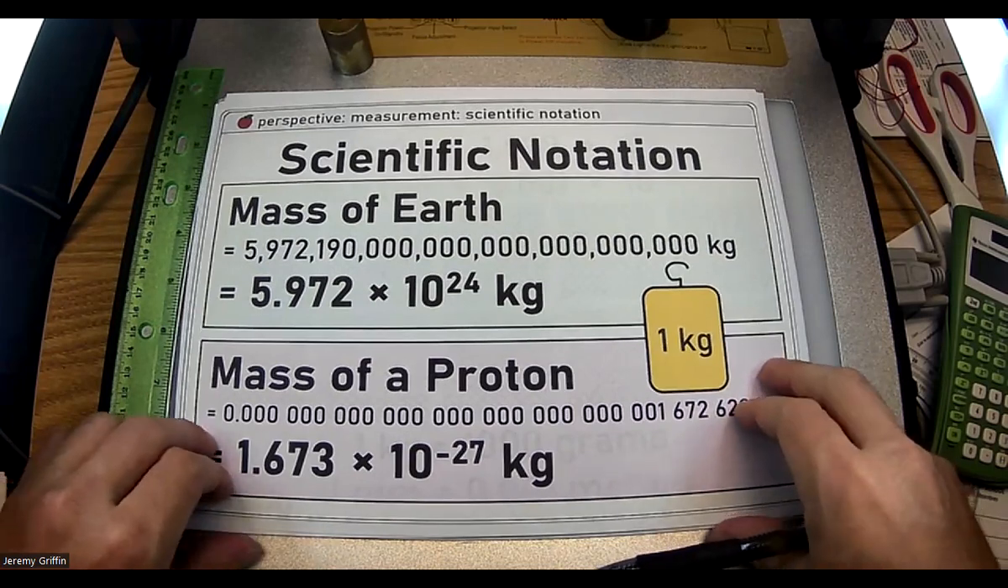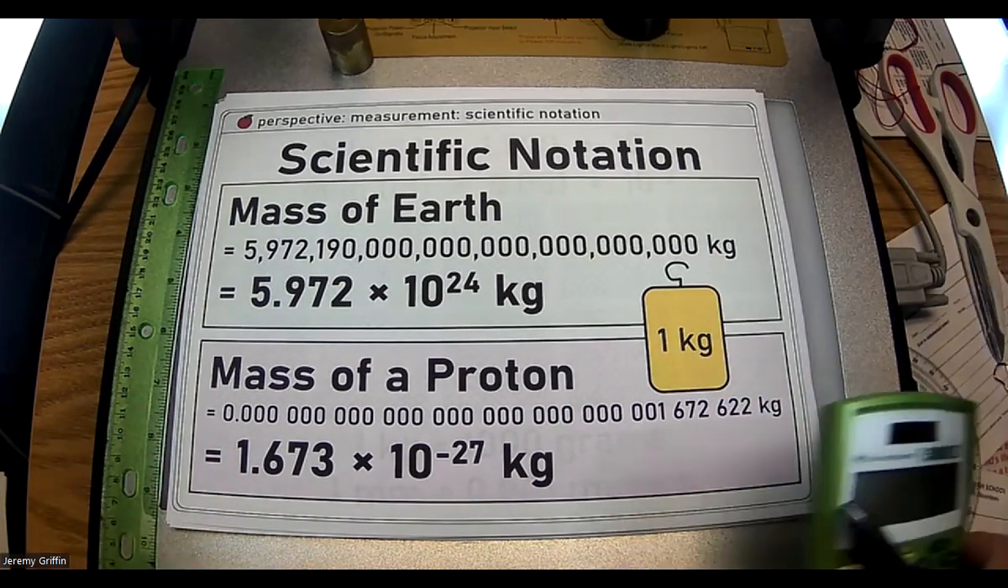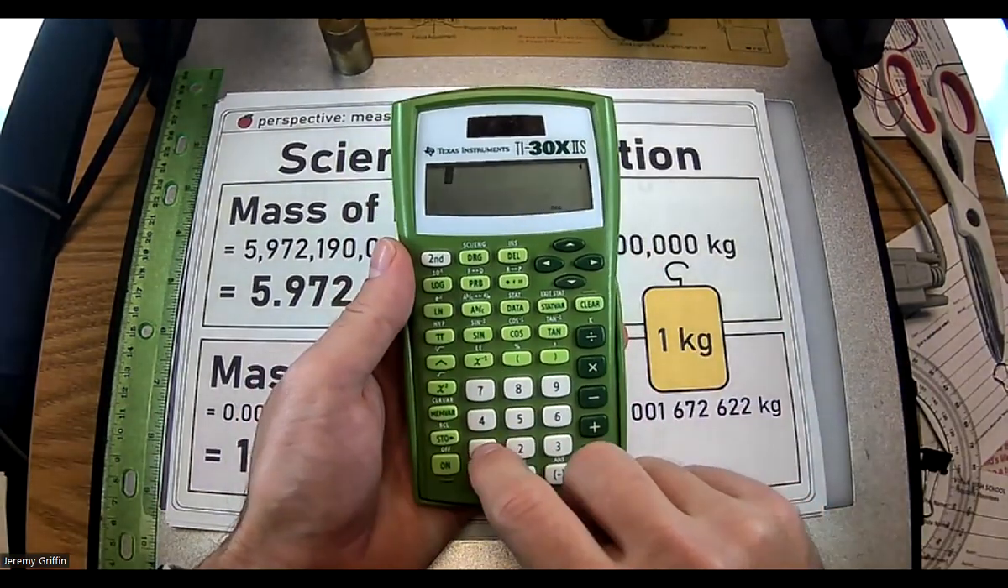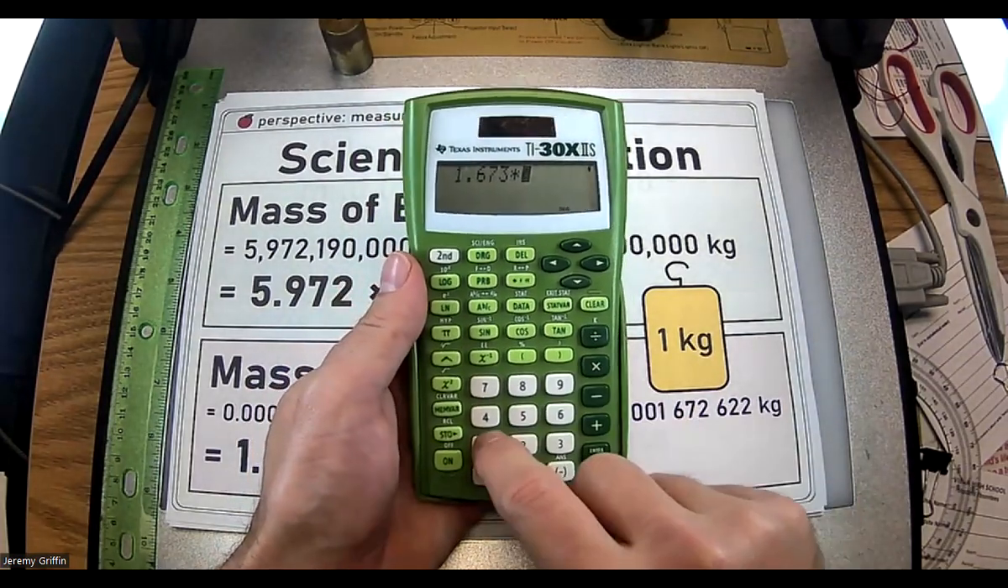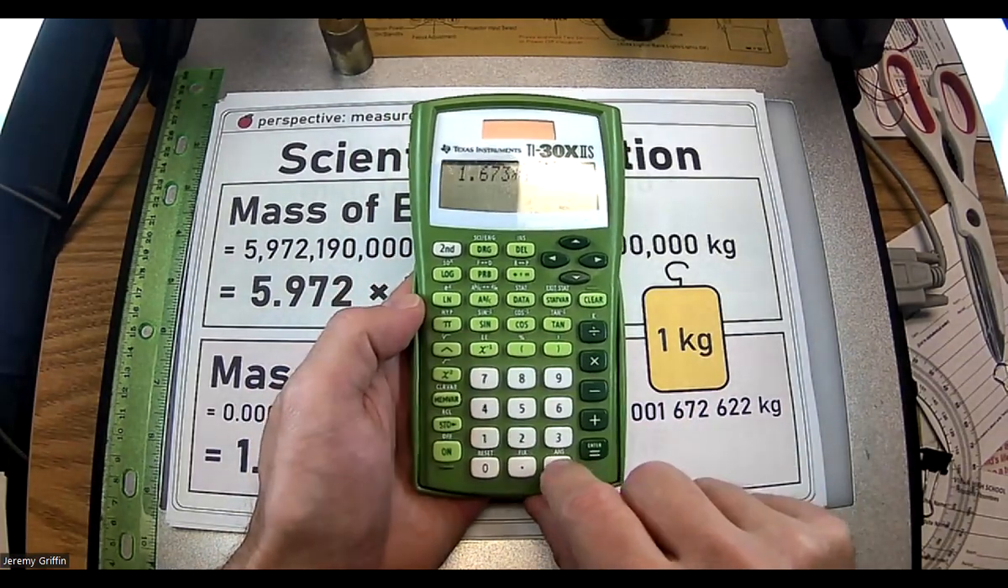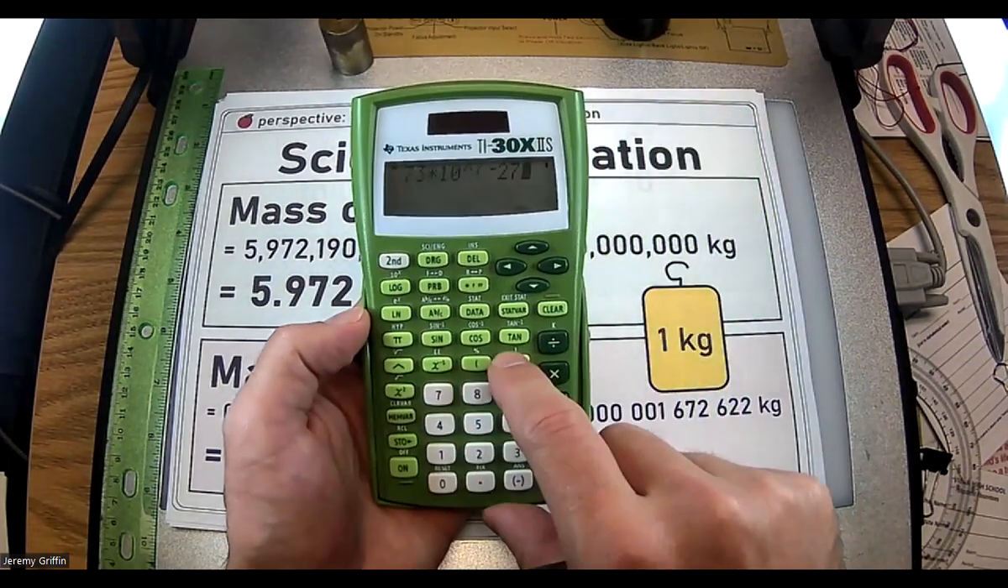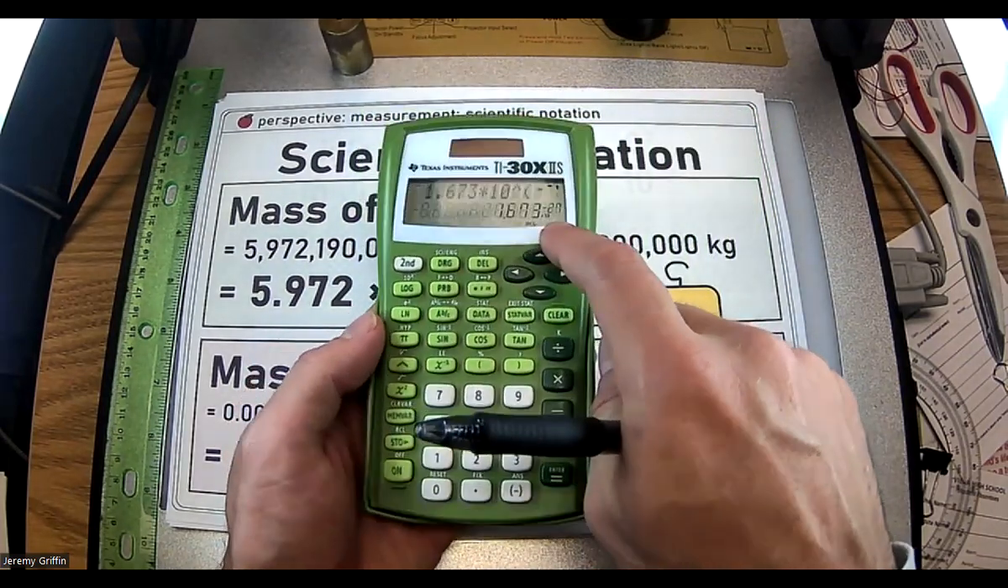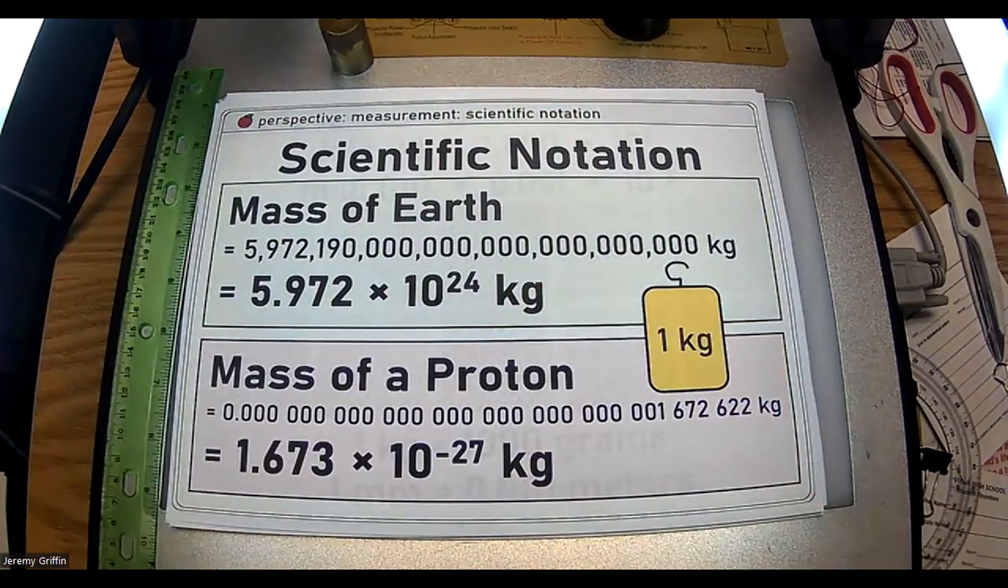You guys good on scientific notation? Let me type this real fast. 1.673 times 10 to the power of, open parenthesis, negative 27. Boom. All right, I gave you scientific notation anyway, but you get the idea, right?